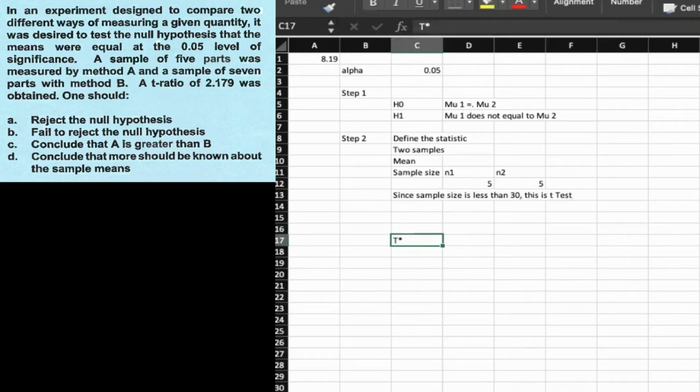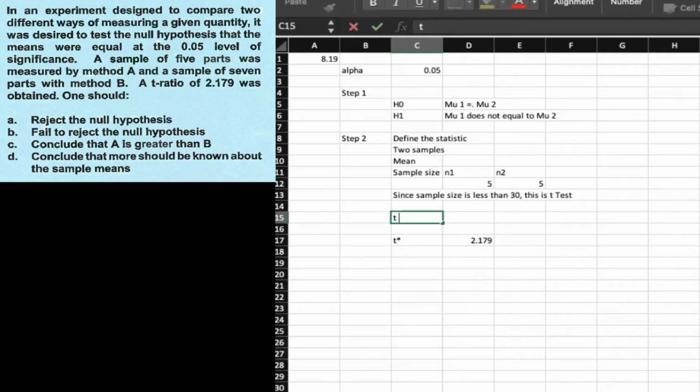Isn't a sample of 5 parts measured by method A and a sample of 7 parts by method B? Is that n2? Should that be 7? Is that where you're getting 5 from? So this is a two-sample mean test. However, the sample size for n1 is only 5, and the other sample is only 5, so in total it's 10. But the degree of freedom we have to calculate.